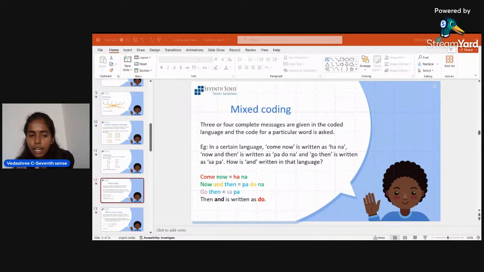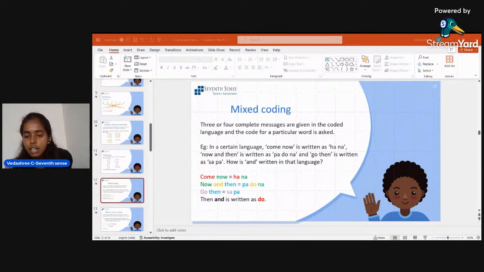Now we need to find out the code for and. So what is the code for and then? Do is the code for and. Understood or not? The very first step is to find out the similar words between the first series and second series, then assign the similar code for that word.